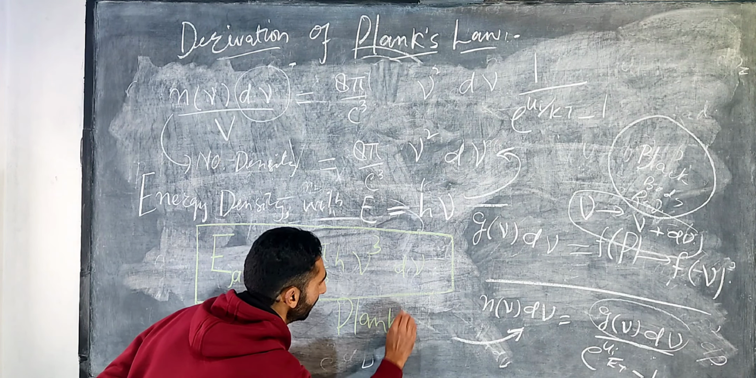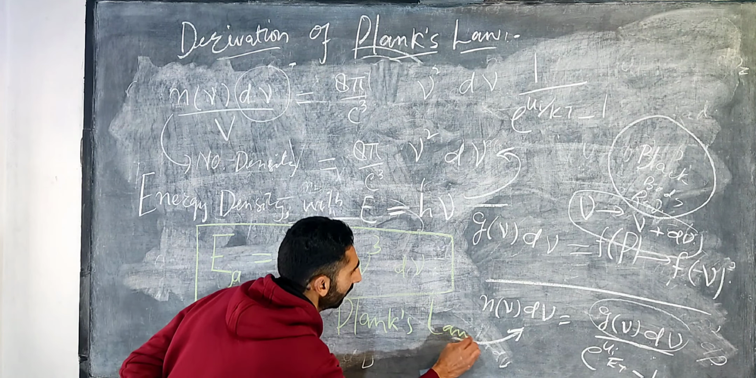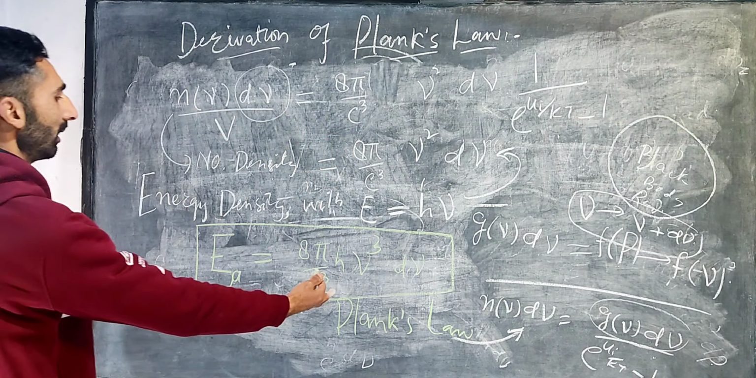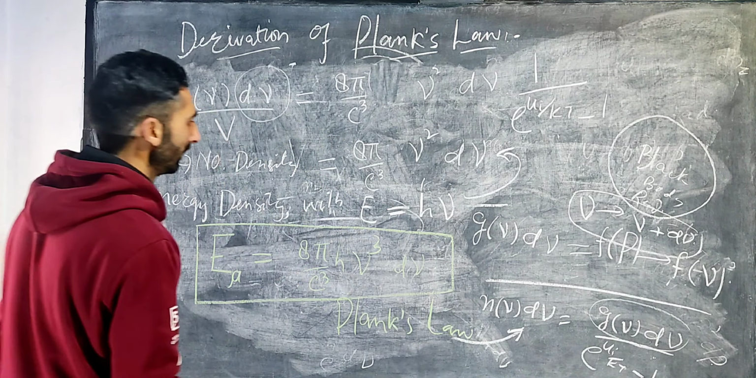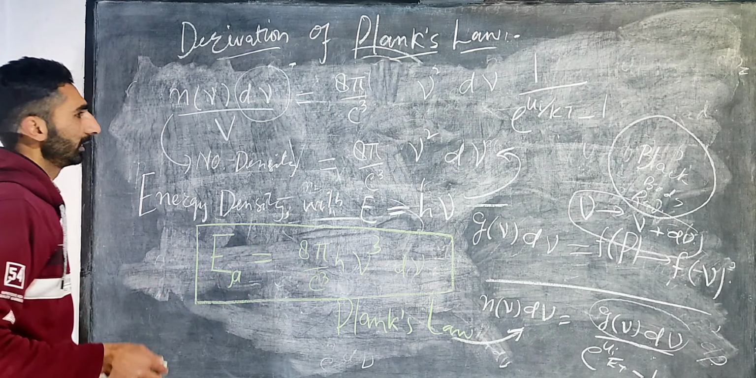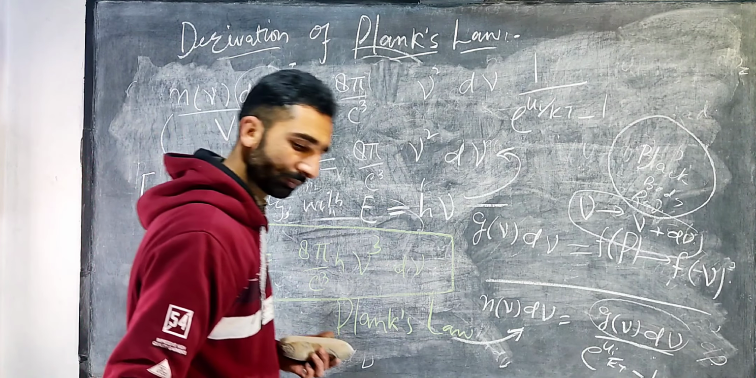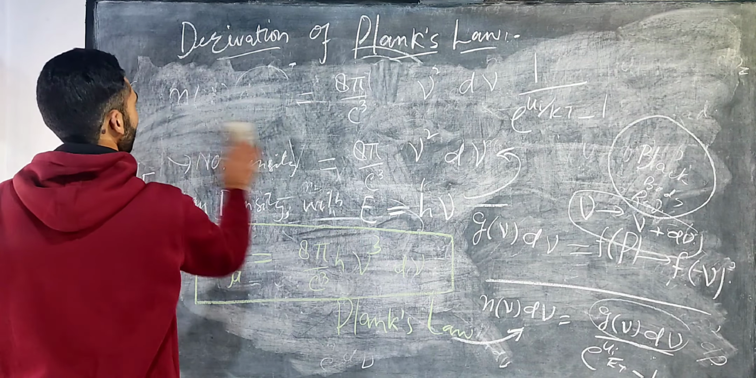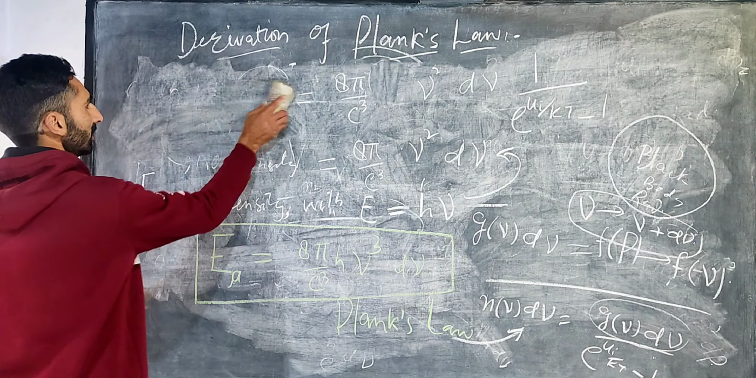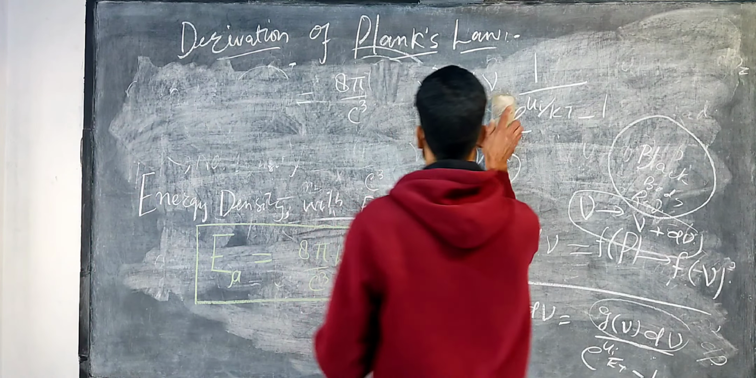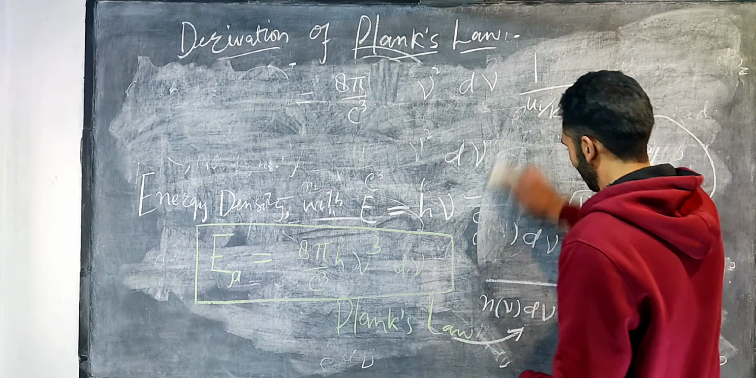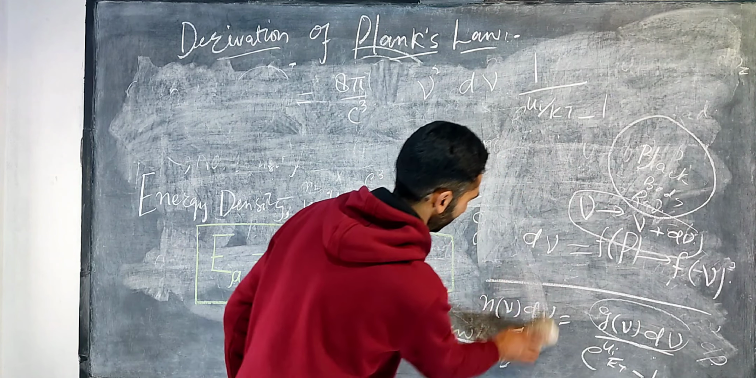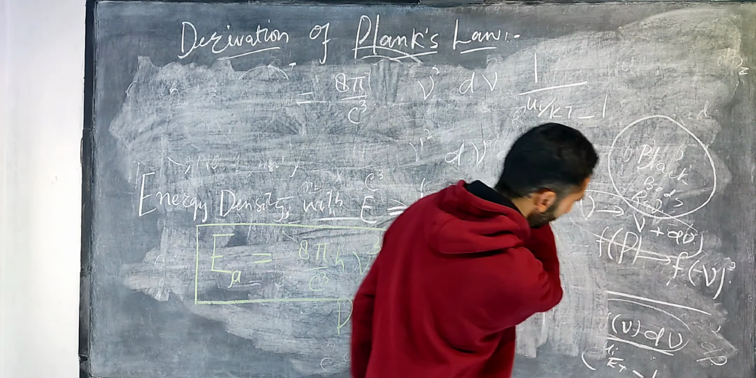This is Planck's law for the radiation of a black body. Planck's law for black body radiation. The end result is that now you have to remember this very equation only. Have a look at this equation. What do you think about this equation?